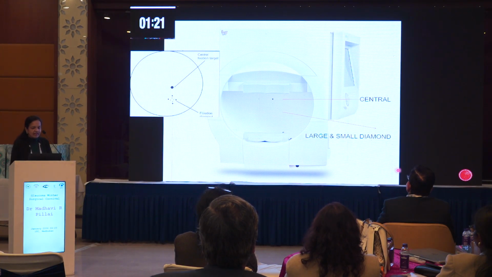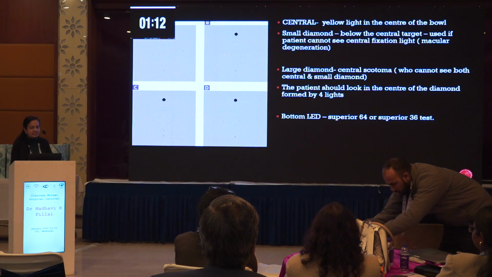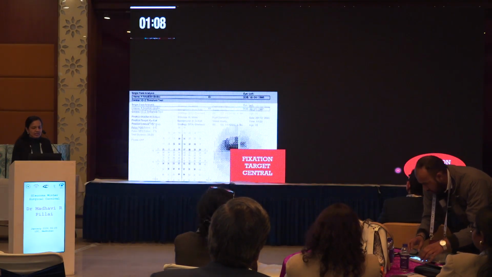So, next is the targets. The central target is the usually used target, and you have the large as well as the small diamonds. So, when exactly do the large and the small diamond come into place? When you are having a macula pathology. So, let us have a look at this.